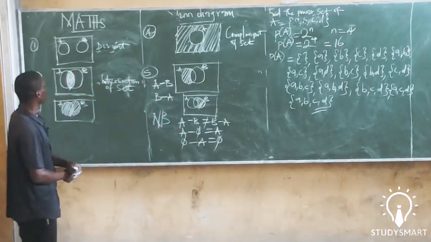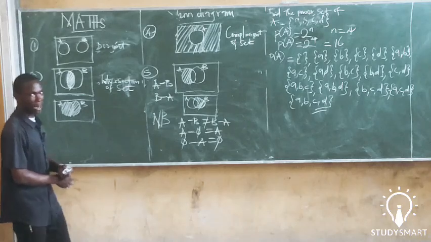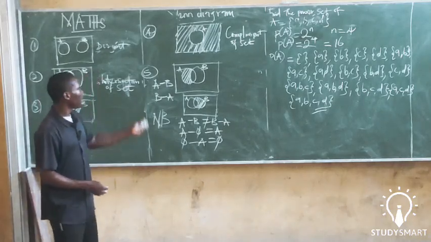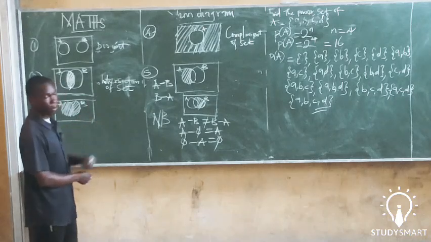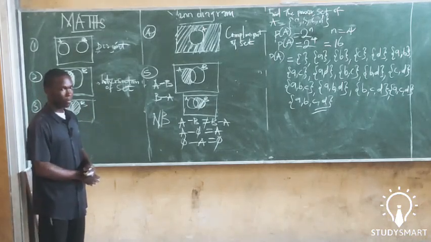So that is all. In this video, we've talked about the types of sets and some representations of them in a Venn diagram.